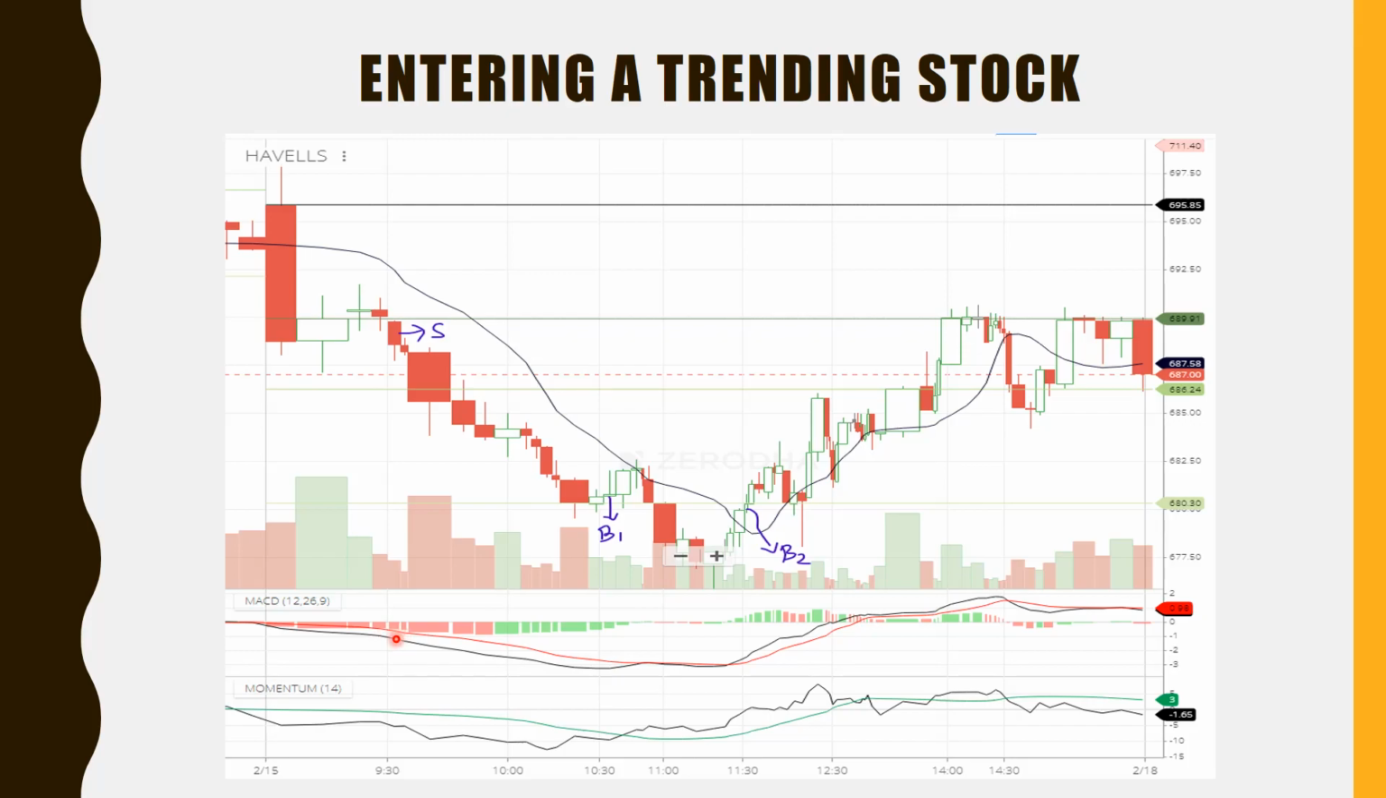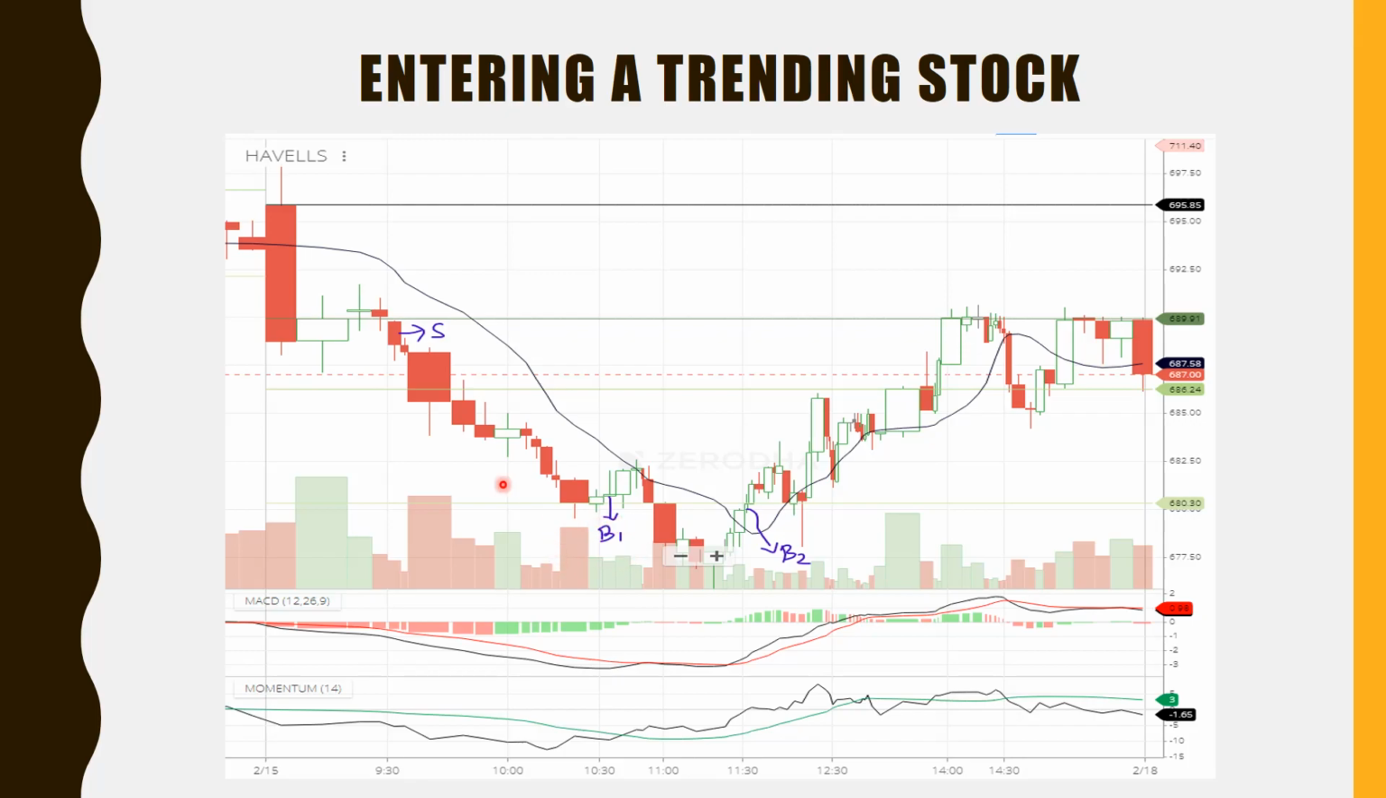MACD line is below the signal line, and the momentum line, the black one, is below its average, so it is also bearish. This is where you can enter the sell position, and you can hold the sell position as long as the price is respecting the triangular moving average. Okay, so here there is a reason I have written B1. This is where you can exit your position.